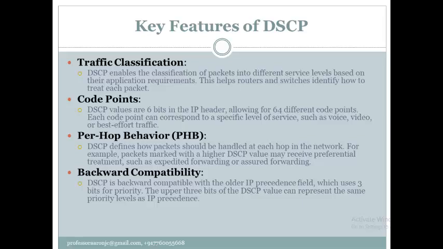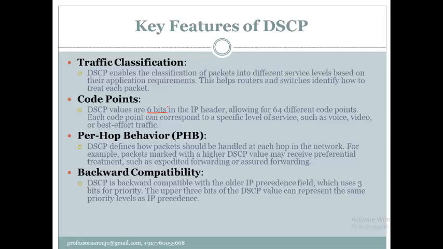As I say, this DSCP is 6-bit. You see, DSCP values of 6-bit in the IP header. So you can have 64 different code points. Each code point can correspond to a specific level of service. So likewise, you can have 64 different levels of service for voice, for video, for best effort like UDP traffic, then for multicast traffic, for streaming traffic, etc.